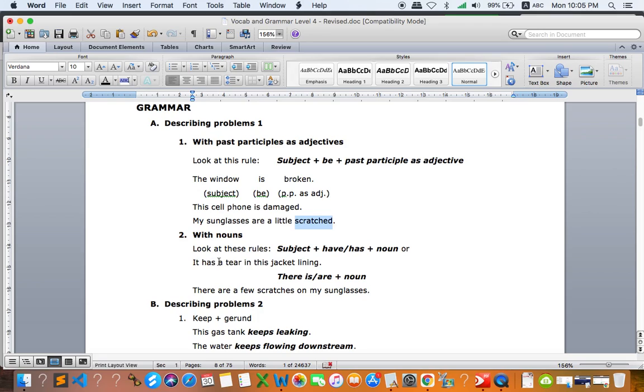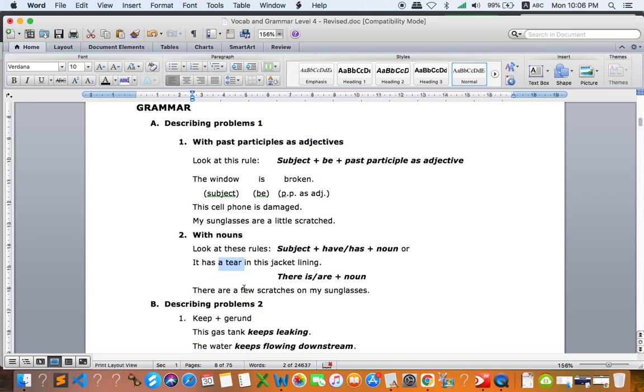Okay, so take a look at this example. It has a tear. So a tear is a noun and it is a problem, in this jacket lining. So the lining of the jacket has a tear or a hole, or maybe it's torn. Okay, if you don't want to use a noun right here, you can use a participle. Okay, if you don't want to use it has or they have, you can use there is or there are with a noun. So there are a few scratches on my sunglasses, as you can see right here.